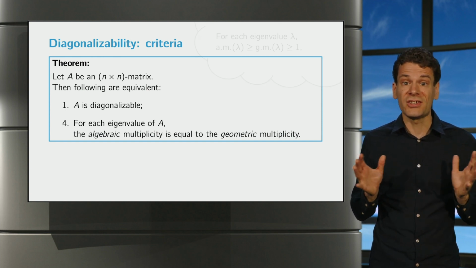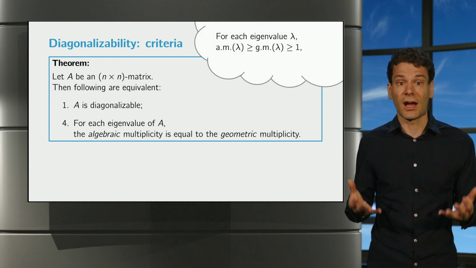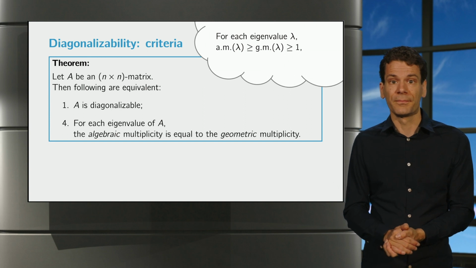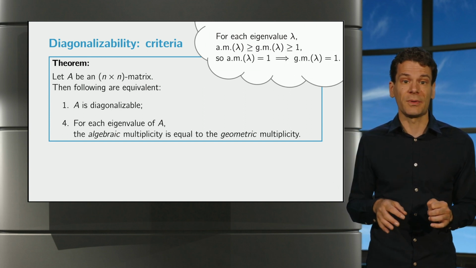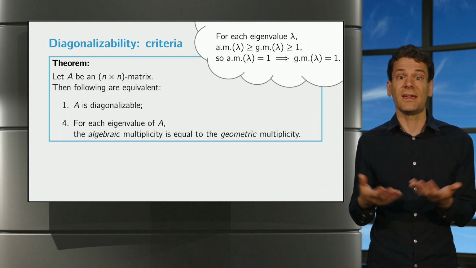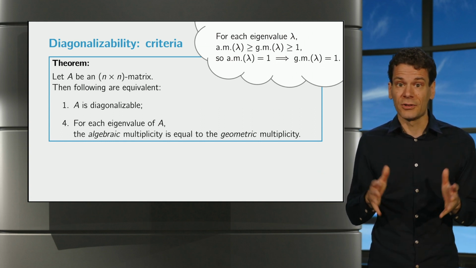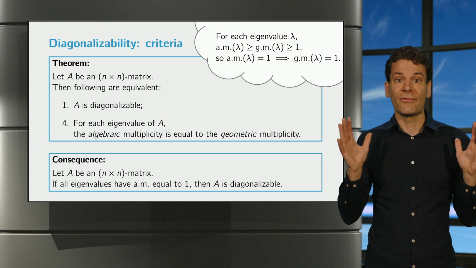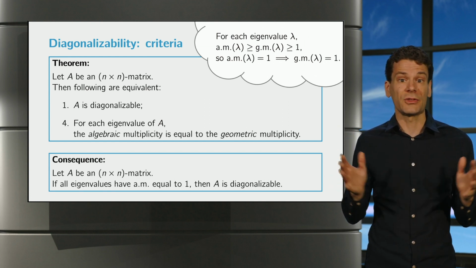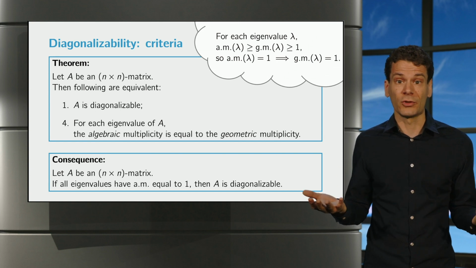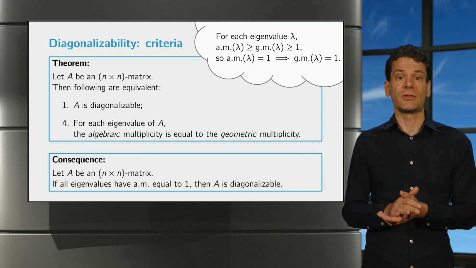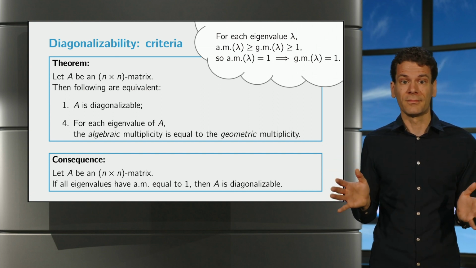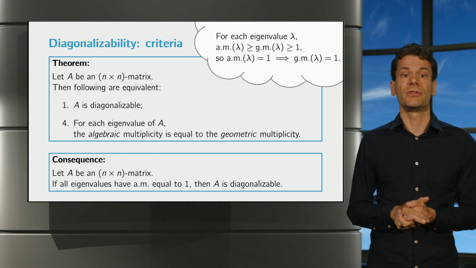Now remember that for each eigenvalue, the algebraic multiplicity is larger than or equal to the geometric multiplicity, which in turn is larger than or equal to 1. This means that if the algebraic multiplicity equals 1, the geometric multiplicity is 1 as well. In particular, the multiplicities are equal. So we get the following consequence of the theorem. If all eigenvalues have algebraic multiplicity equal to 1, then all geometric multiplicities are 1 as well, so the matrix is diagonalizable. This may seem like a very specific situation, but such matrices occur a lot. You can explore this theorem and its consequence in the exercises.